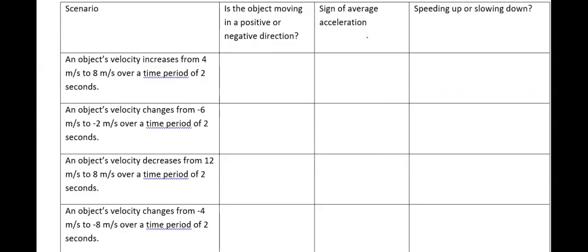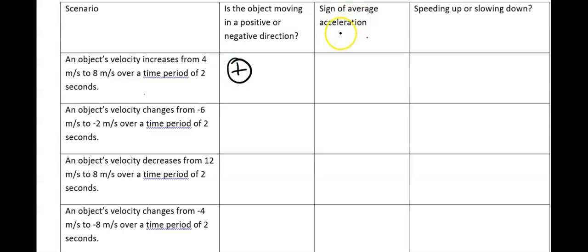I would encourage you to try filling out this table yourself, then pause the video and check back in after you try it. After you check back in, I'll explain my thinking. Let's look at the first one: is the object moving in a positive or negative direction? What direction an object moves is only told by the velocity. If velocity is positive, it's moving in a positive direction. If velocity is negative, it's moving in a negative direction. In this case, the velocity is positive, so it's moving in a positive direction.